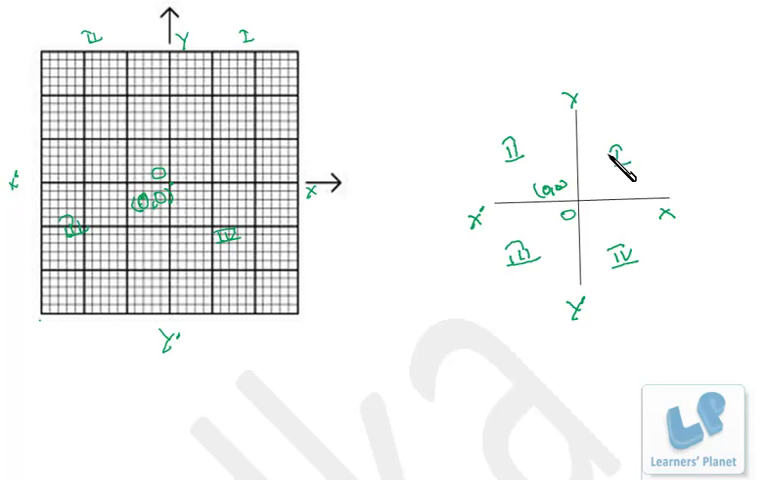In the first quadrant, the values of x and y, both of them are positive, right? In the second quadrant, the value of x is negative but the value of y is positive. In the third quadrant, the value of x is negative and the value of y is also negative. In the fourth quadrant, the value of x is positive but the value of y is negative, right? So this is the situation when we plot the equations on the graph.